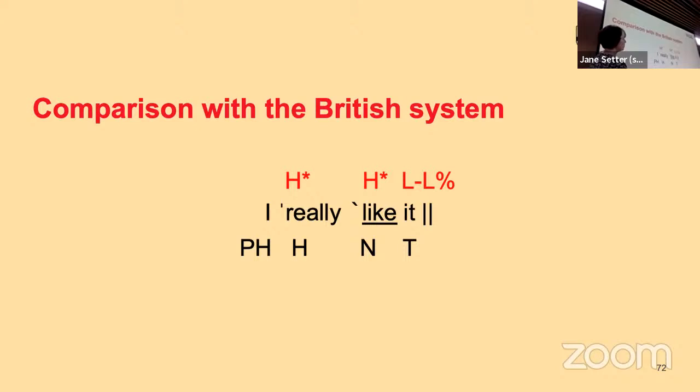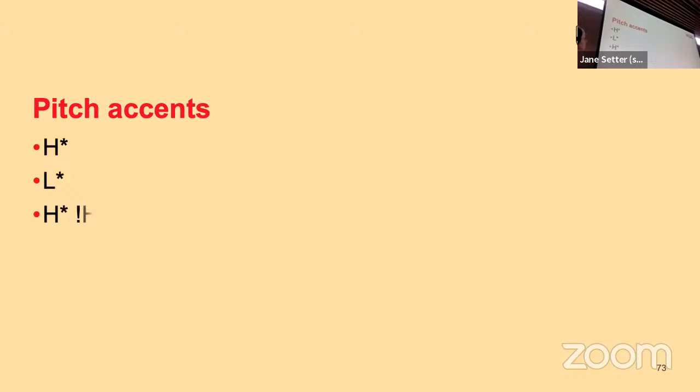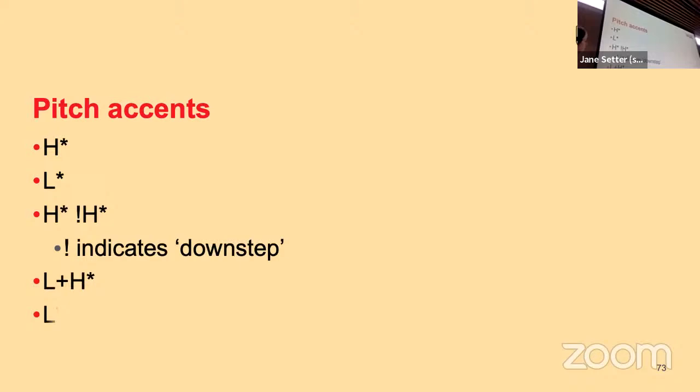And as I said, the last one is considered to be the tonic syllable, usually. And it's also usually considered to be the highest one, I think, and you have to use an exclamation mark if it's going down. But I'm sure you're very familiar with this. So these are the different pitch accents. And then, as I say, we've got this thing that indicates downstep there.